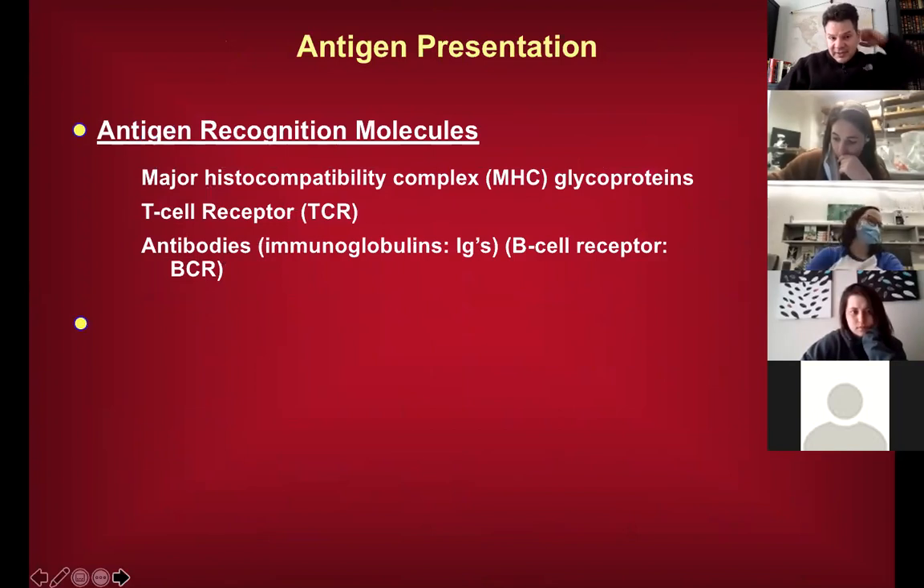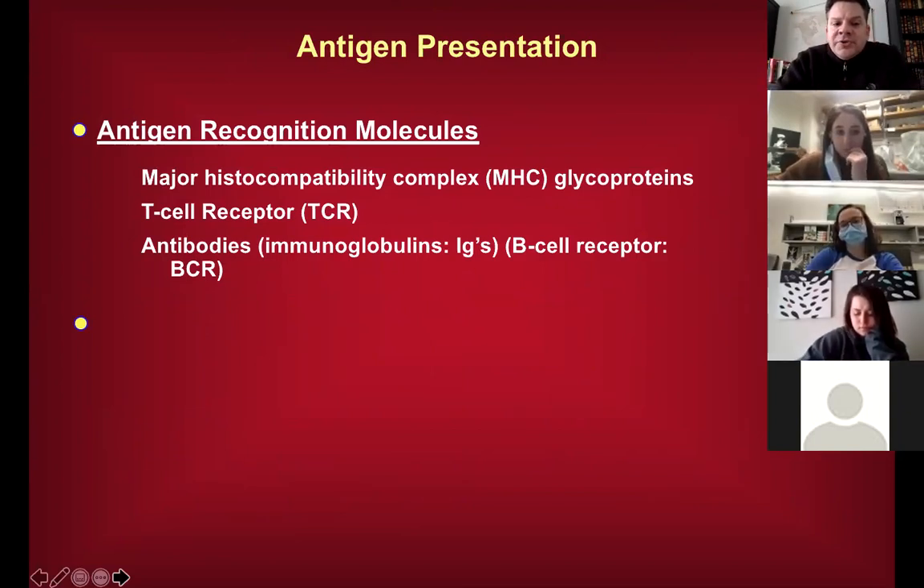So the antigen recognition molecules are something that we've talked about, these large glycoproteins called major histocompatibility complexes, MHCs, which are going to be on the antigen presenting cells, and they're going to bind to the T cell receptor, the TCR. All right. We'll also talk about antibodies, which look a lot like the T cell receptor, and that's going to be, essentially, the B cell receptor.